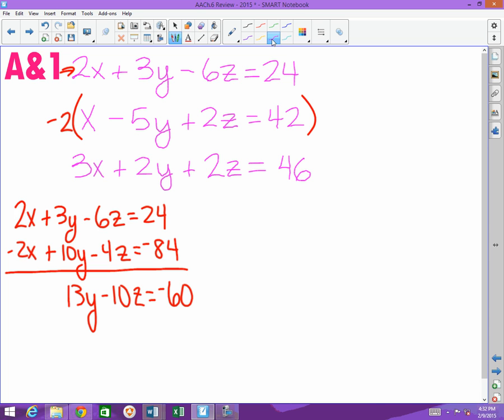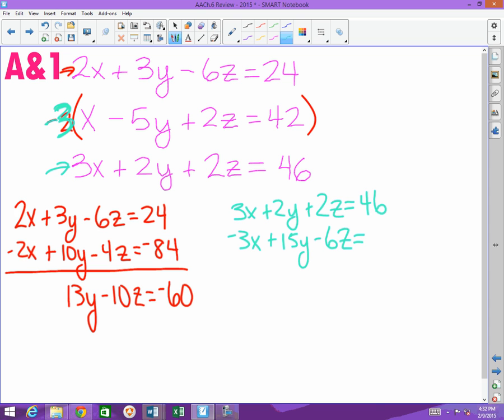The second time, we will take and multiply this by a -3 and combine it with that one. So the bottom equation will stay as 3x plus 2y plus 2z equals 46, and then -3x plus 15y minus 6z equals -126. And combining those, the x terms give 0, and that would be 17y minus 4z equals -80.